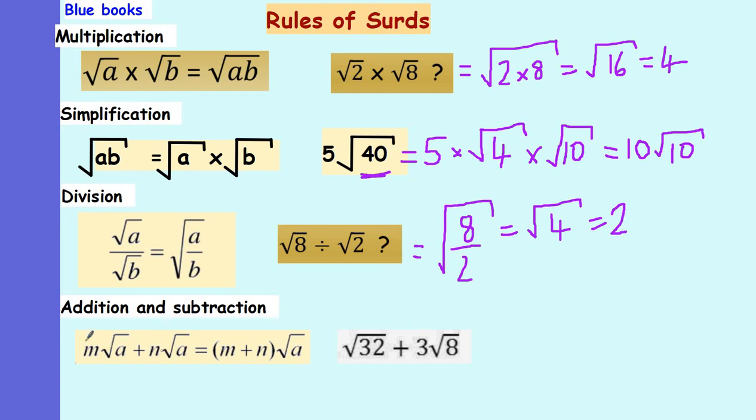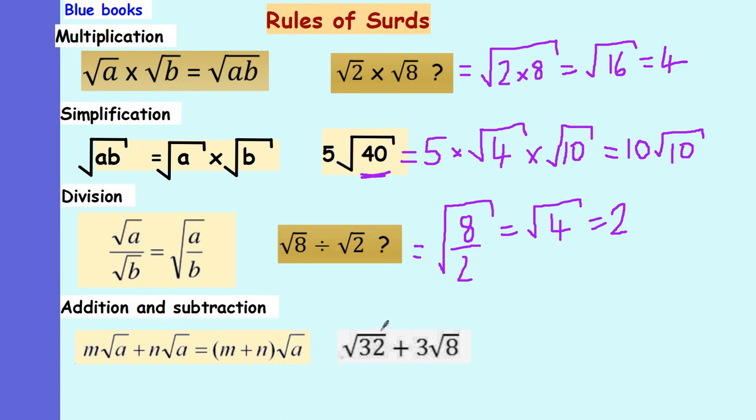And lastly, we also looked at addition and subtraction of surds, and we said these worked in the same way as algebra. If I've got some number m of the square root of A, and I add on another number n of the square root of A, that's going to be equal to m plus n lots of the square root of A.